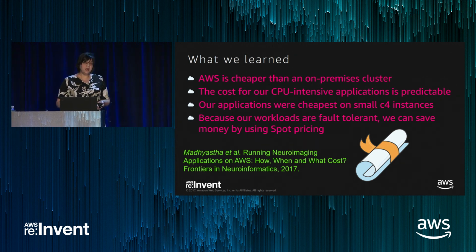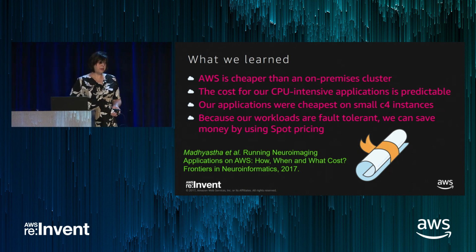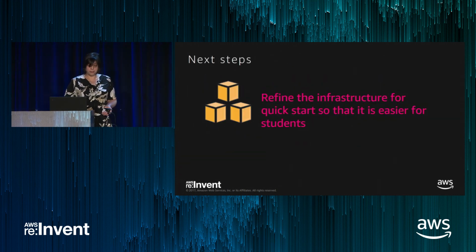So in the end, the complexity that we had anticipated dealing with in terms of making all of these architectural decisions turned out to not be complex at all. The C4 instances were the fastest ones. They had good enough memory, and spot pricing seemed to work quite well for us.